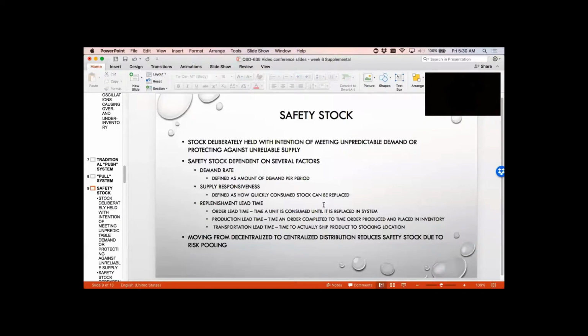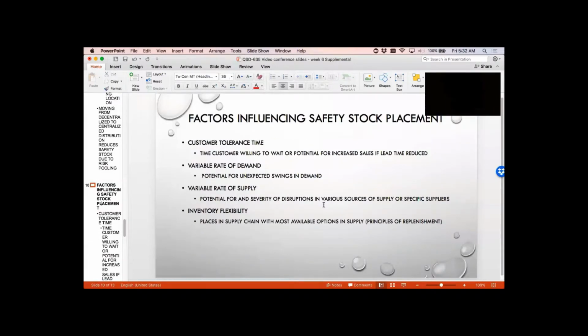The variable rate of demand: the potential for unexpected swings in demand. Very simple. The variable rate of supply, and inventory flexibility. The first two, variable rate of demand and variable rate of supply, deal with the variation in your demand and supply, as mentioned earlier. And the flexibility is how you place your inventory in the places in your supply chain where you can leverage things to be more effective.